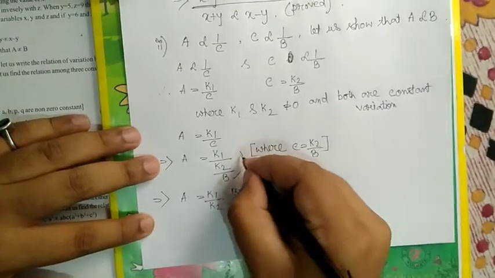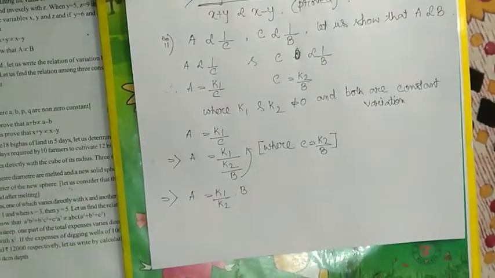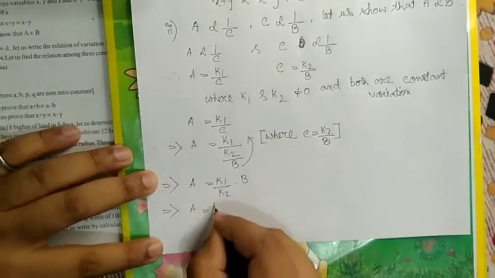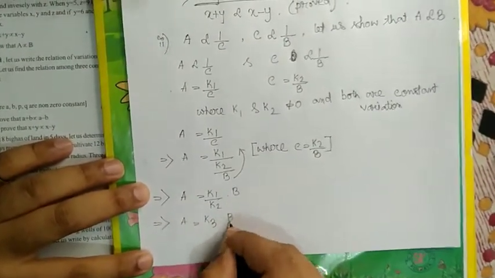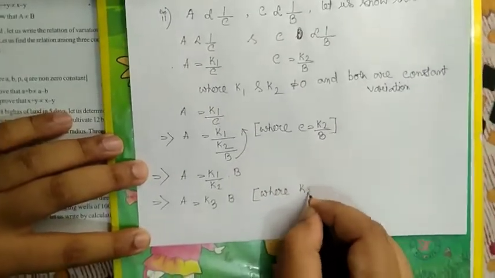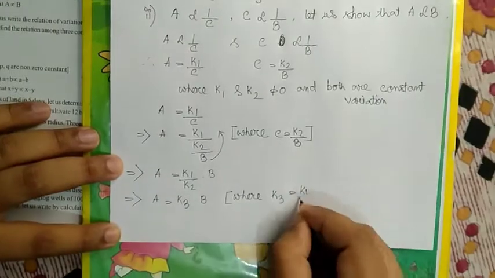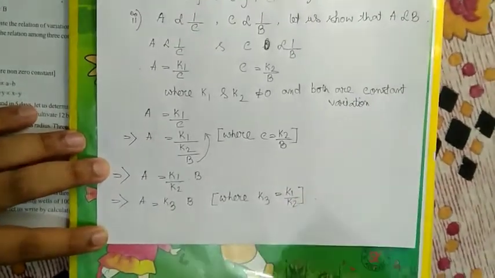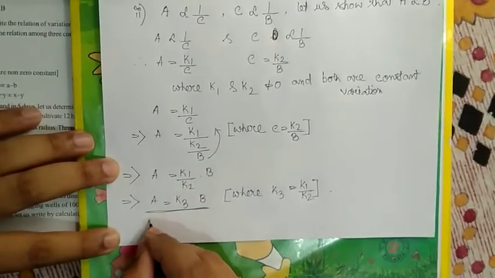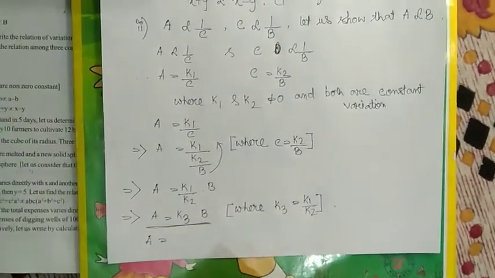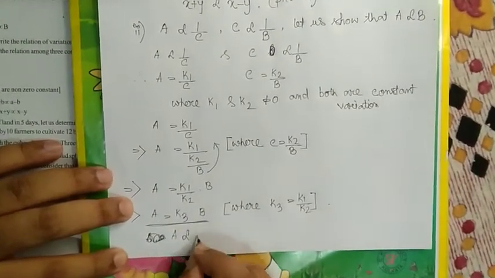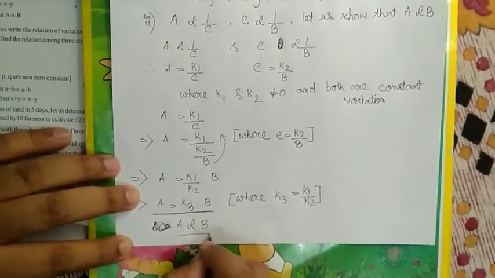It should be here in the numerator. So after this line, we can write A equal to k3 b, where k3 equal to k1 by k2. Now this is the form of direct variation, so we can write A is in direct variation with b. So proved.